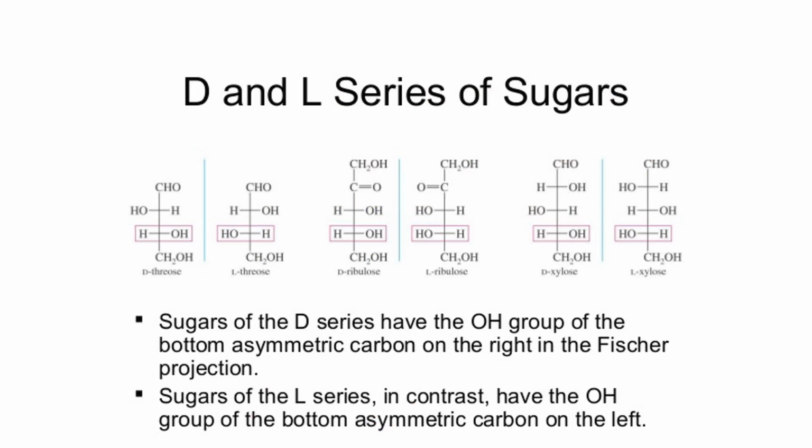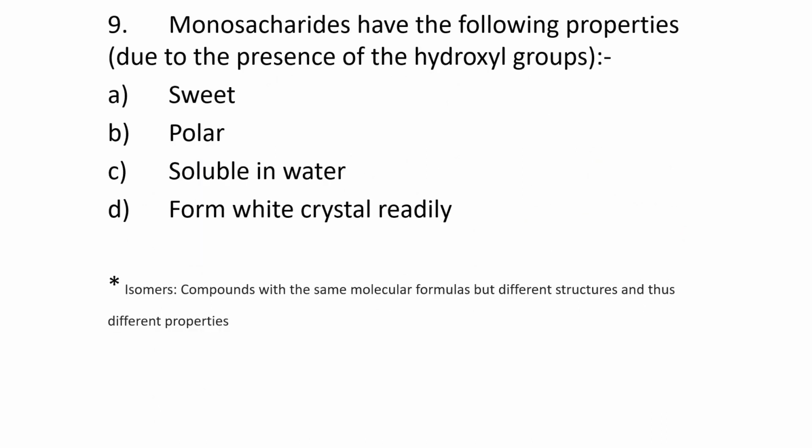So I'm not going to explain further about this since I already explained to you. Now monosaccharides have the following properties because of the presence of hydroxyl groups. They tend to be sweet, polar, soluble in water, and form white crystals readily. That's why your table sugar, or the sugar in your kitchen, appears to be white crystals.